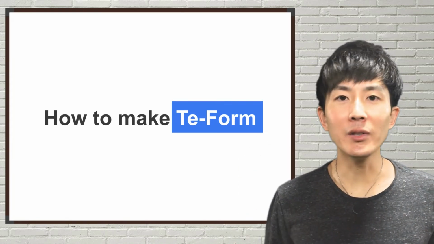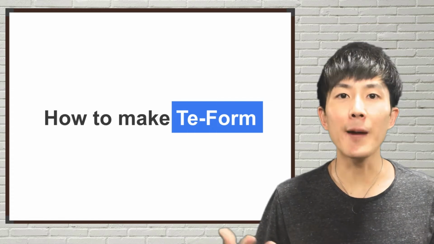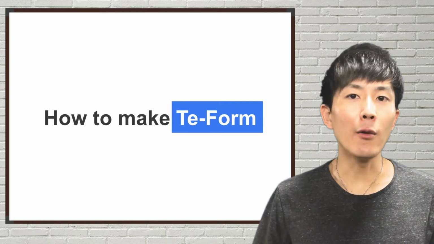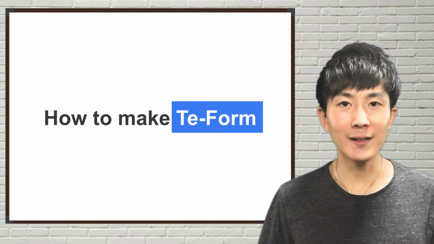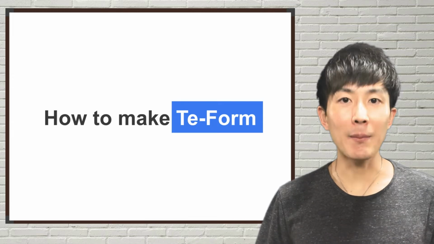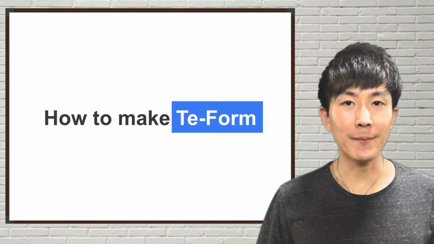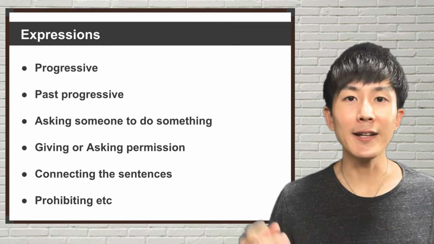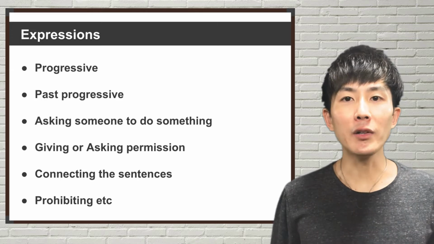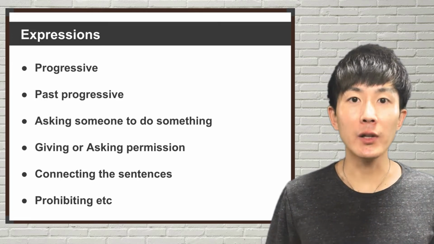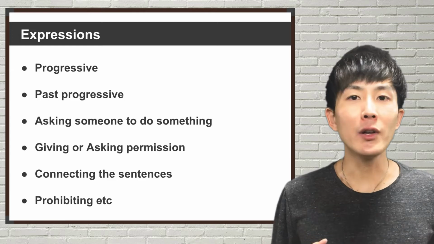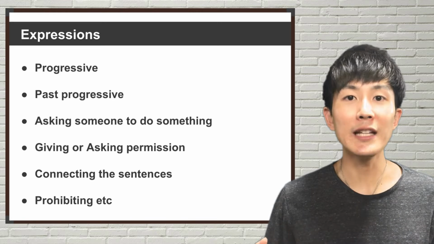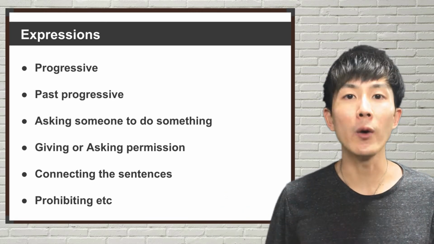In this video, I'm going to talk about how to make te form in Japanese. So let's get started. First of all, te form is one of the most important forms of Japanese verbs. The reason why it's so important is because it has a lot of functions. By attaching some letters to te form, it can express various things like these. In this video, I'm going to focus on how to make te form. So when it comes to these expressions, I'm not going to talk about it. However, I have an intention to make new videos for each of the expressions, so please just wait for it.